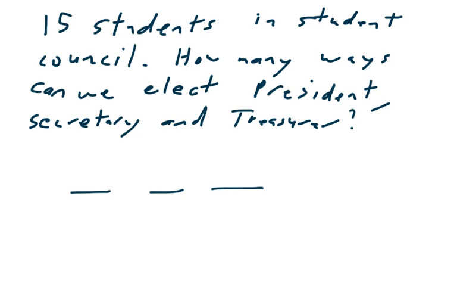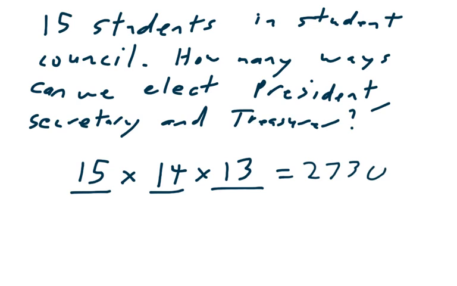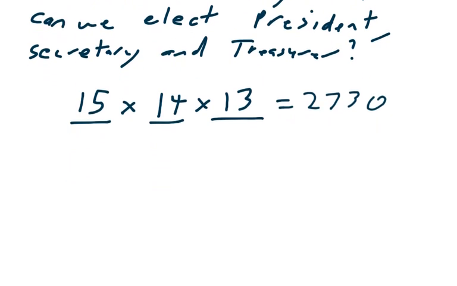Because we cannot elect the same person for more than one spot, we can have 15 people that we can choose to be elected as president, 14 people that we can elect to be secretary, and 13 people left to be treasurer. And when I multiply these together, we get 2,730 different possible combinations.